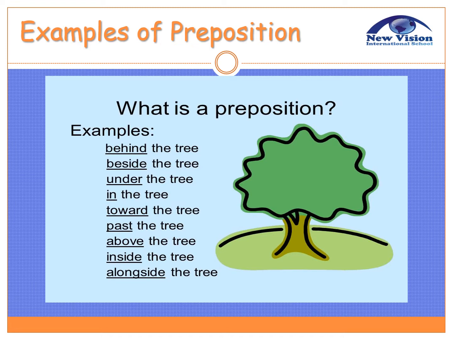Here are some common prepositions that we always use when we speak and when we write sentences. Look at the examples below. Behind the tree, beside the tree, under the tree, in the tree, toward the tree, past the tree, above the tree, inside the tree, or alongside the tree. We're using tree most of the time, which is the object of the preposition. But look at the words which were underlined. All these words which were underlined are prepositions. Did you understand?